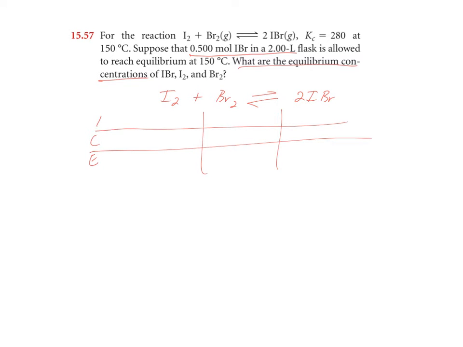Okay, so we know that IBr, we have 0.500 moles of it in a 2-liter flask. So it's going to be 0.250 molar. That's initially what we have here. And I'll leave units out for simplicity. We're not given any other information about I2 or Br2, so we can assume those start initially at 0. And that's all we have for this problem aside from the K sub C value.